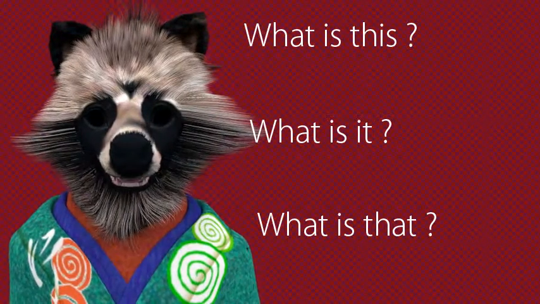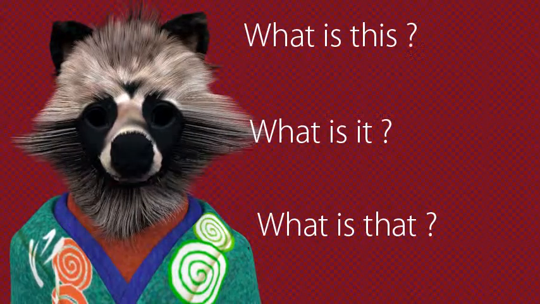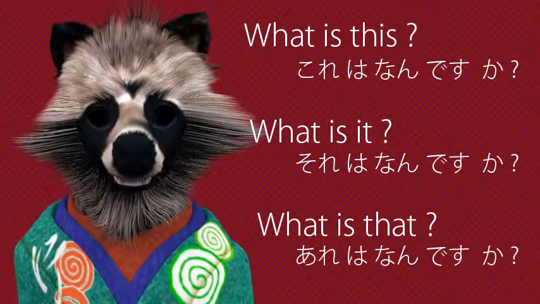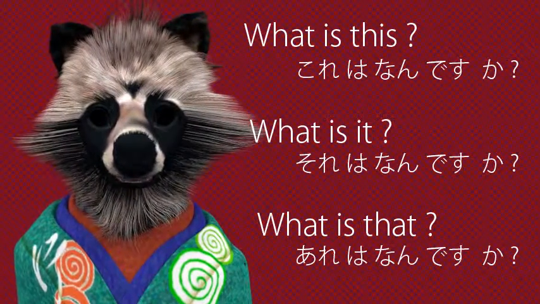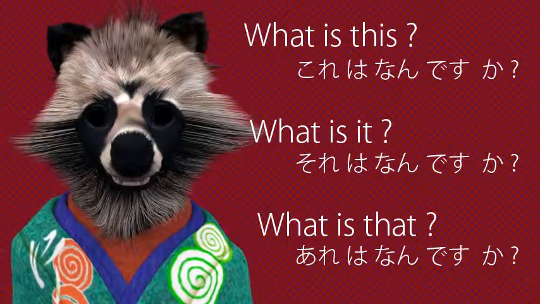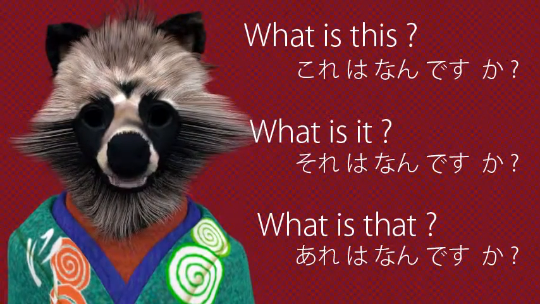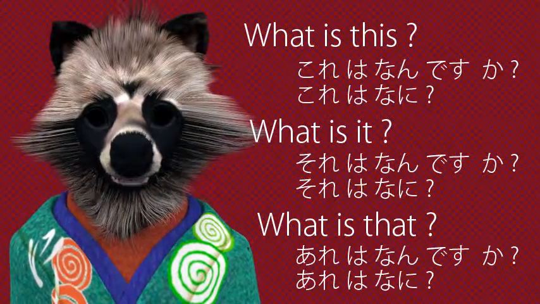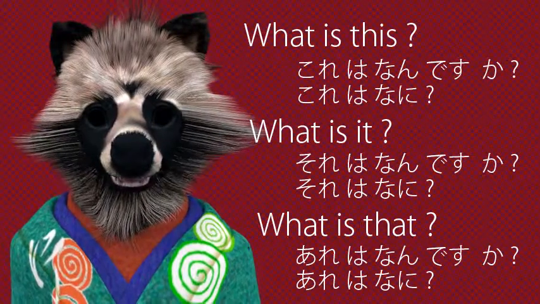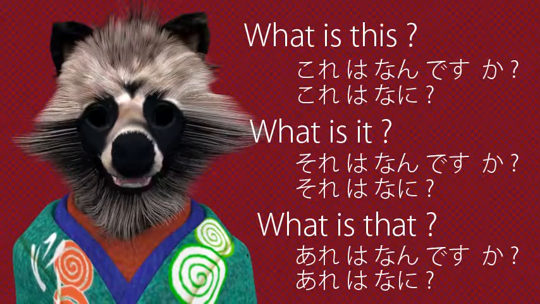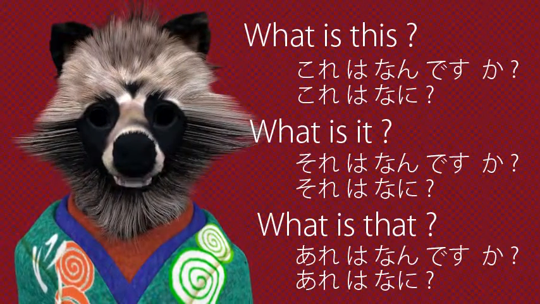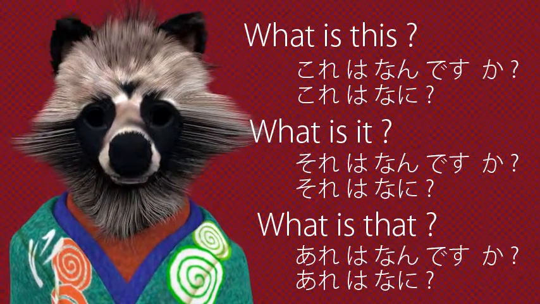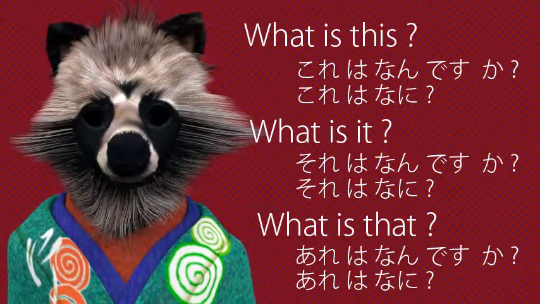What is this? What is it? What is that? これは何ですか? What is this? それは何ですか? What is it? あれは何ですか? What is that? Those above are the polite way of speaking. これは何? What is this? それは何? What is it? あれは何? What is that? Those above are the casual way of speaking.